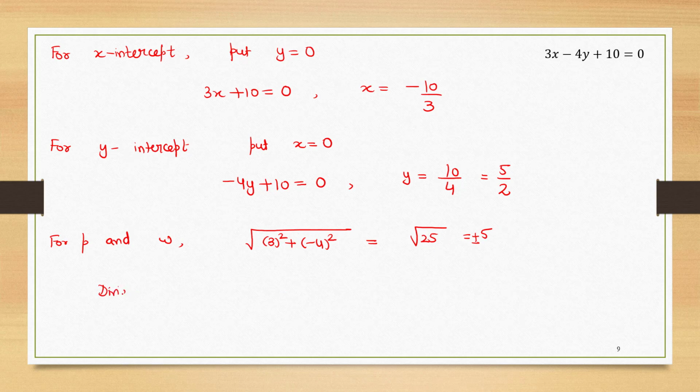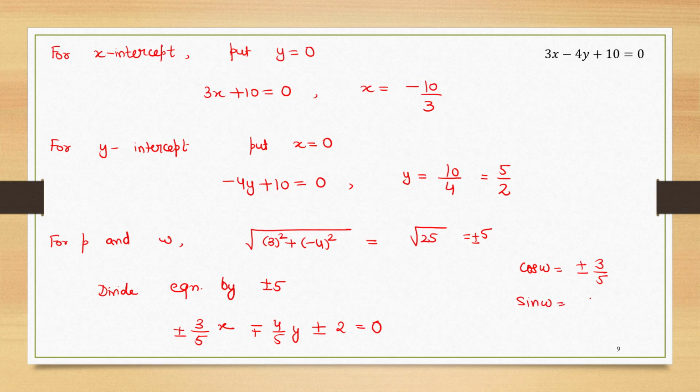So divide the equation by plus minus 5. So we get 3 by 5 x with a plus minus sign, minus plus 4 by 5 y, plus minus 10 by 5 which is 2, equal to 0. So from here we get cos omega is plus minus 3 by 5, sin omega is minus plus 4 by 5, and for p we don't write plus minus 2, we will write plus 2 because p is the distance and distance is always positive.